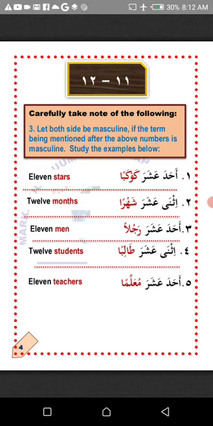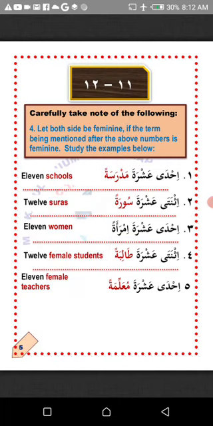Arba'a, number 4. Ithna ashara taliban, 11 students. Khamsa, number 5. Ahada ashara mu'alliman, 11 teachers. La'alaka fahimt. I hope you understand. MashaAllah. Now rule number 4.